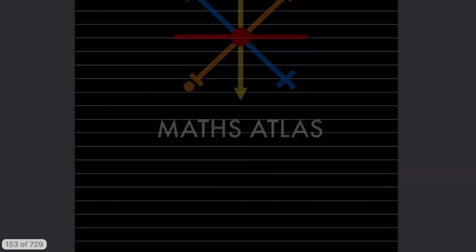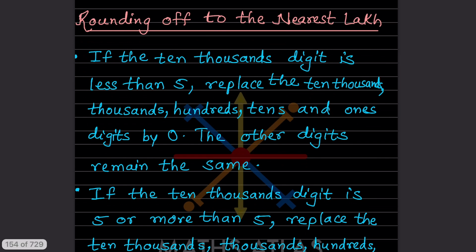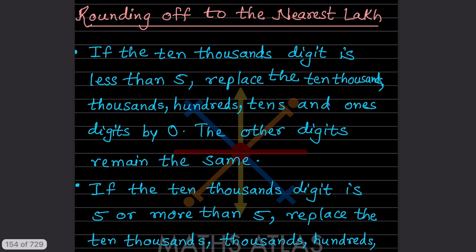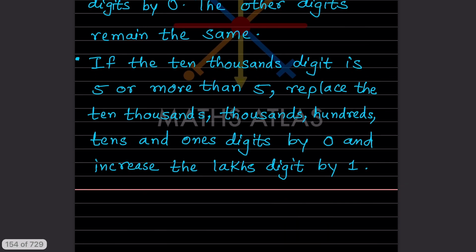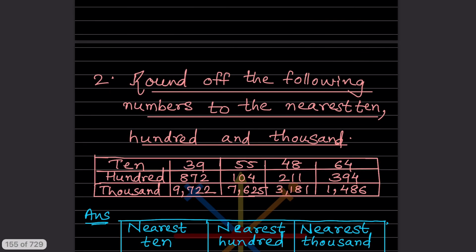So now let us look at the nearest lakh. Same thing: if the 10,000 digit is less than 5, replace the 10,000, thousands, hundred, tens, and ones by 0 and the other digits remain the same. Again, if the 10,000 digit is 5 or more than 5, replace the 10,000s, thousands, hundred, tens, and ones digits by 0 and increase the lakh digit by 1.